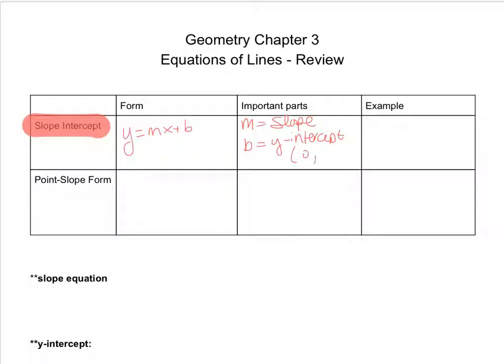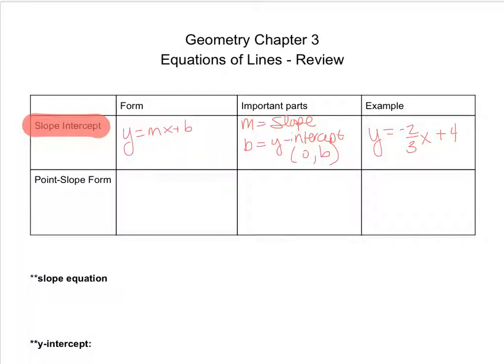So I'm going to write it as an ordered point, 0, b. Make that a better b. And an example here: y equals negative 2/3 x plus 4. So that is an equation of a line in slope-intercept form.